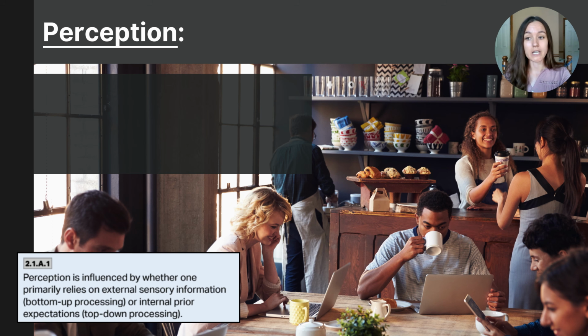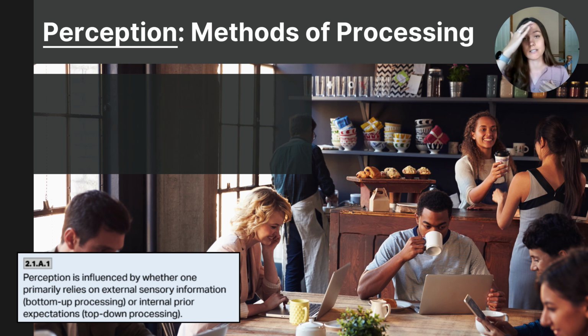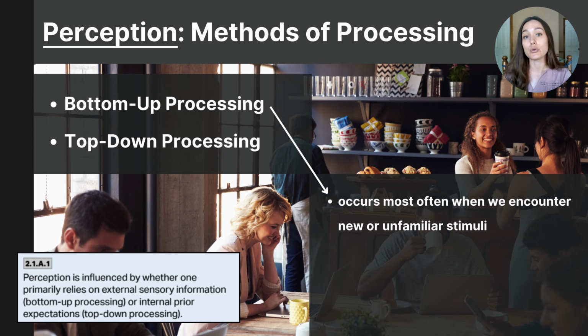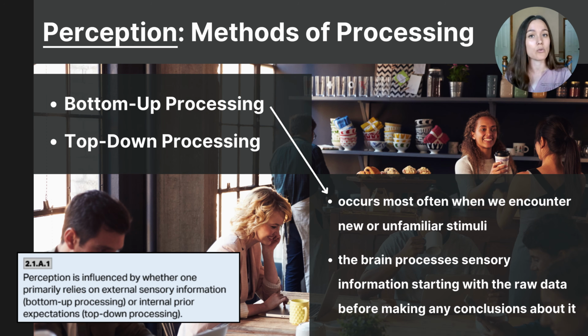There are two main ways our brain processes this sensory input, and it is through either a bottom up processing method or a top down processing method. Bottom up processing occurs most often when we encounter new or unfamiliar stimuli, usually things we have no prior experience or knowledge with. In this method, the brain processes the sensory information starting with the raw data before making any conclusions about it. For example, if you see an object that you've never seen before, your brain processes and analyzes the lines, the shapes, the angles, and gradually forms a perception.